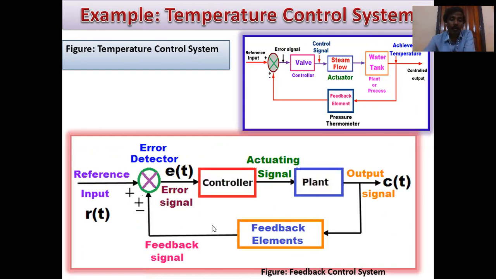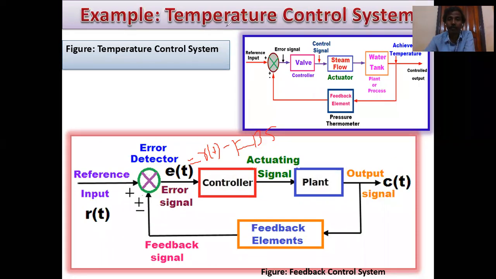And in this section, what is the error signal? The error signal equals R(t) minus C(t), that is, R(t) minus the feedback signal. This is the feedback control system.